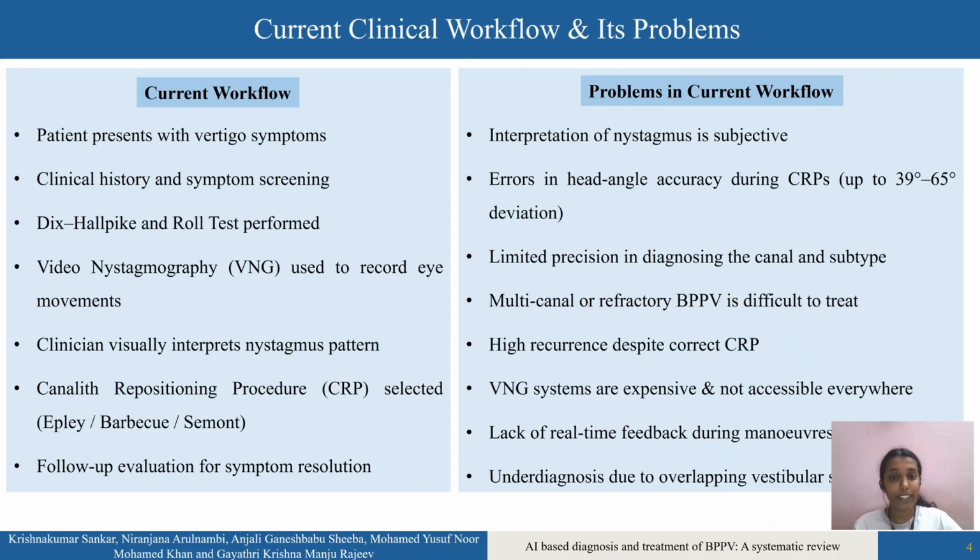Current clinical workflow and its problems. So, current workflow. When a patient comes in with vertigo symptoms, the clinician first takes a detailed clinical history and screens the symptoms. Next, the positional tests like Dix-Hallpike and roll test are performed. To observe the eye movement, video nystagmography (VNG) is used.